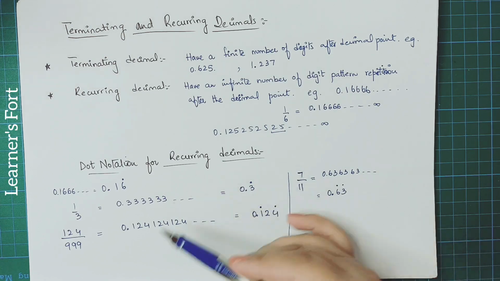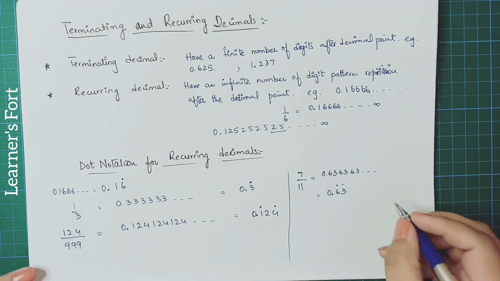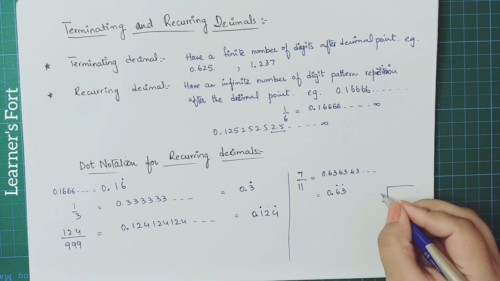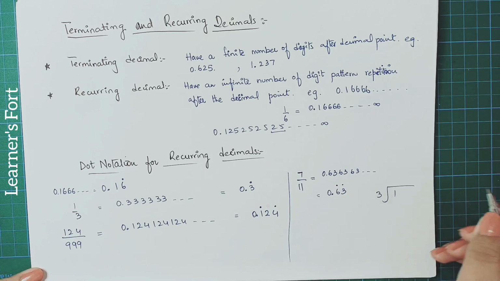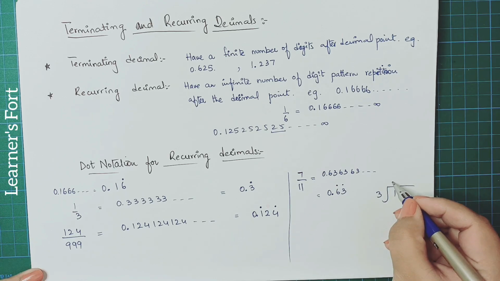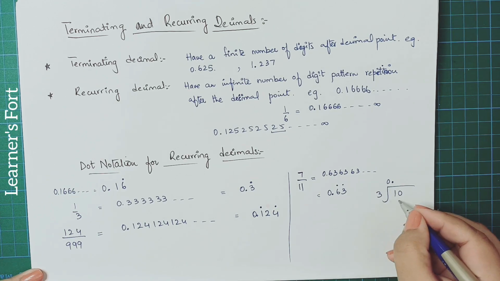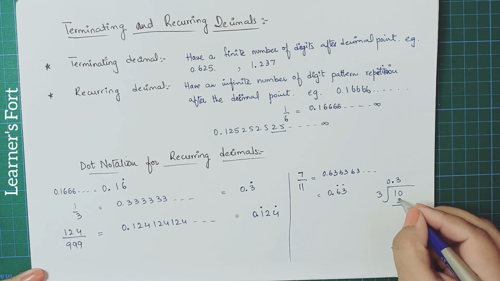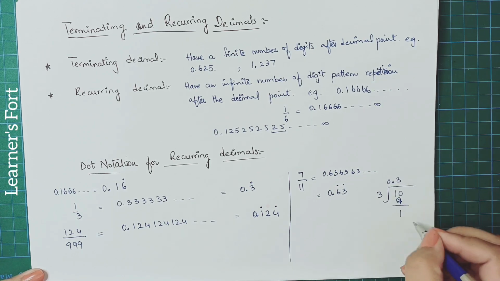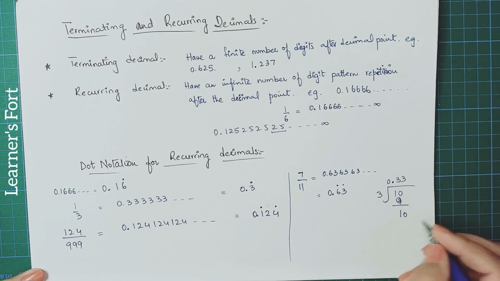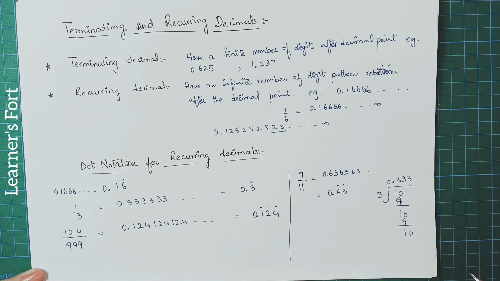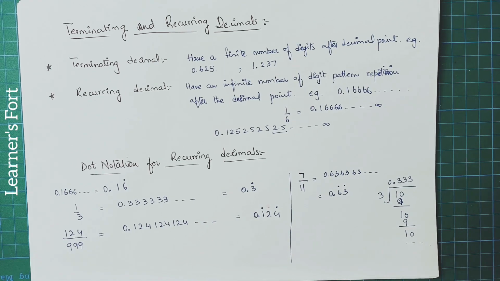But in this case, let's suppose we divide 1 by 3. We put a point, we can put a 0, and 3 threes are 9, so 1. Again we write 0, and 3 threes are 9, 1, then again 0. So it goes on and on and on.